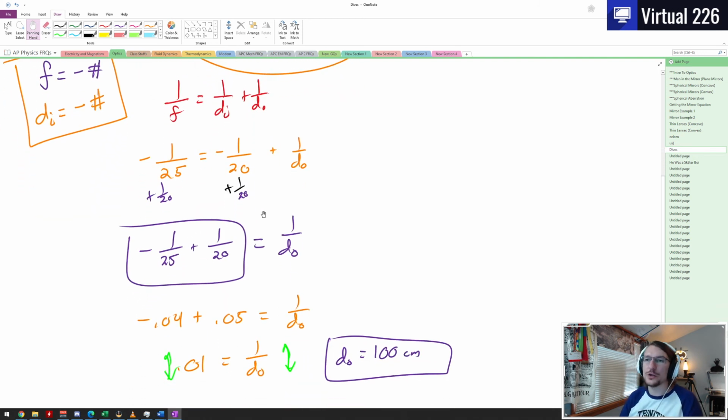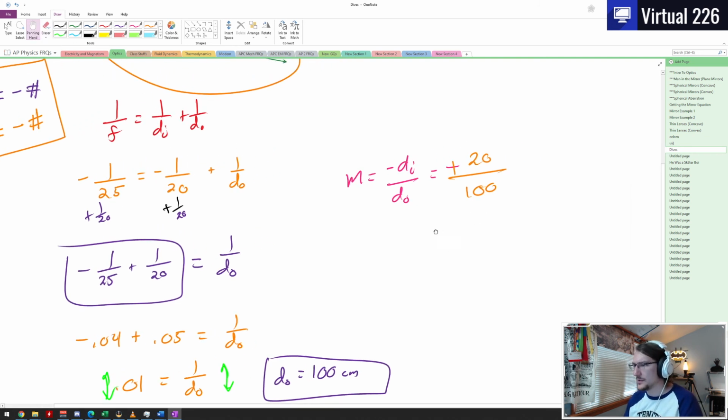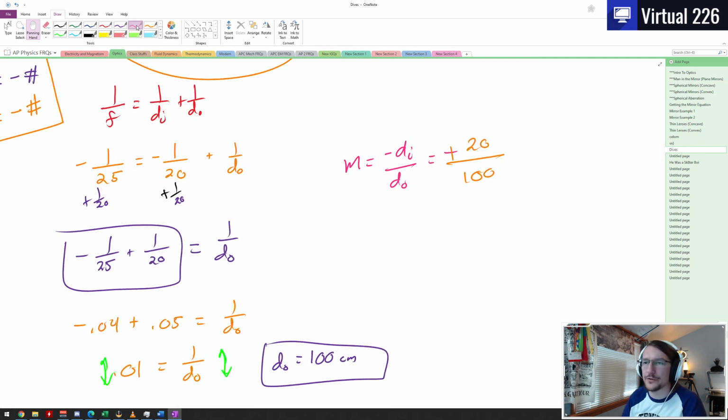Naturally, if you wanted to work out what our magnification is, you know the magnification is negative di over do. So in this case, it would be negative of my negative, so positive. Di in this case was 20, and do is 100. Wait, did I have that backwards? Oh no, I had that right. So that's going to be 0.2.